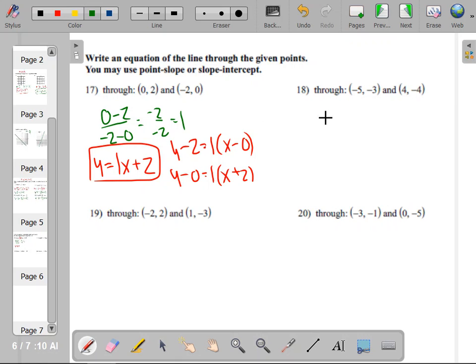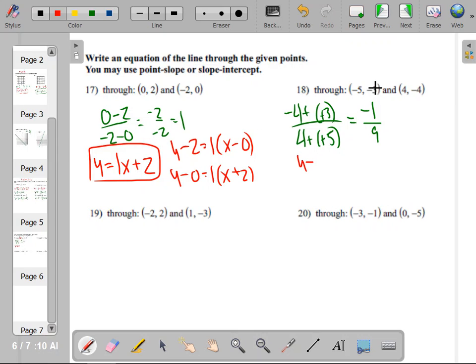First, find the slope. -4 minus -3 over 4 minus -5. So that's the same as adding -4 plus 3 is -1, and 4 plus 5 is 9, so the slope is -1/9. Now, I'm not given the y-intercept in this problem. X isn't 0, so neither of these are the y-intercept, which means I'm probably just going to stick with point slope because I don't want to figure out the y-intercept. I'll just use point slope.